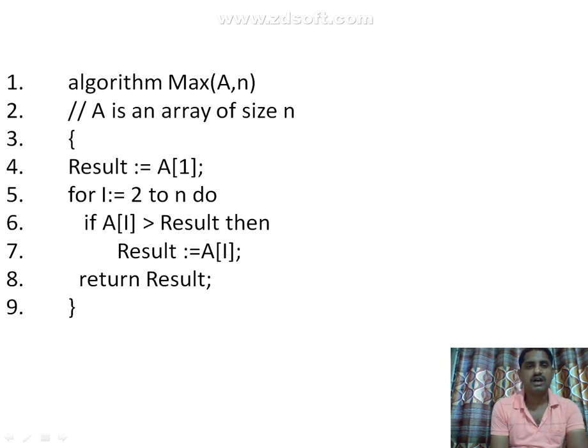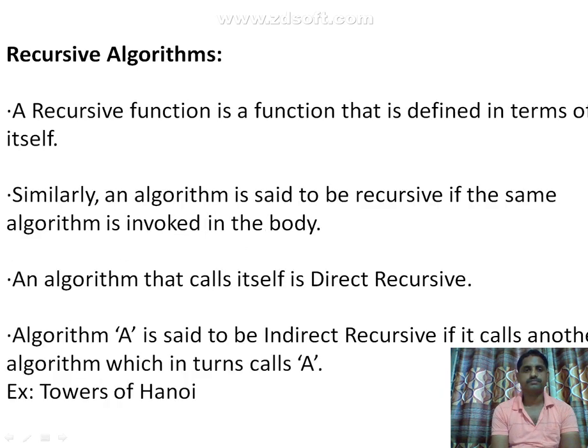See here, Algorithm Max(a, n), where we find the maximum element of an array. So a is an array of size n, then result equals a[1], that is, the first element is taken as the maximum element. Otherwise it will be checked: for i equal to 2 to n, if a[i] is greater than result, then result equals a[i], then return the particular result. So likewise we have to write the algorithm.